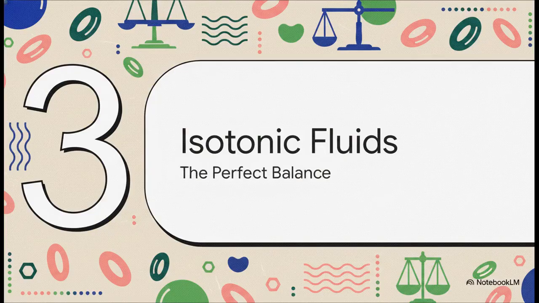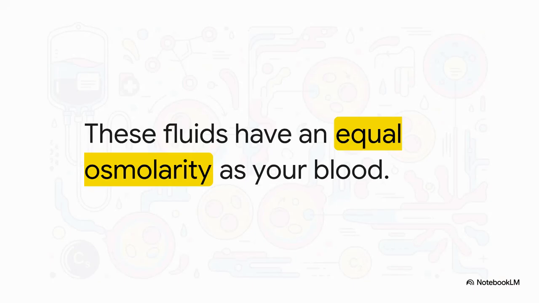All right, shifting gears to Section 3, isotonic fluids, the perfect balance. So the prefix iso means equal. Isotonic fluids have an osmolarity that is perfectly equal to your blood. And because those concentrations match up perfectly, water transfers equally in and out of the cell. It's an even trade. This means we can effectively expand the intravascular space, giving the patient that much-needed volume without totally disrupting the delicate cellular balance. The cells don't swell, and they don't shrink.